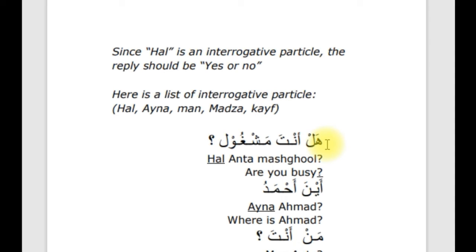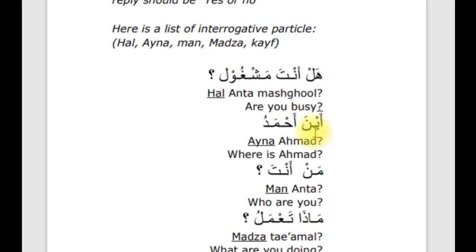هل أنت مشغول؟ هل are, أنت you, مشغول busy. أين أحمد؟ أين, where, is. أحمد, Ahmed is the name of a person. من أنت؟ من means who. أنت means you.